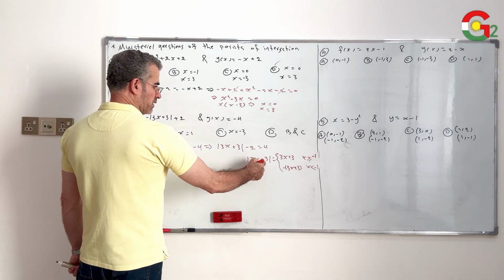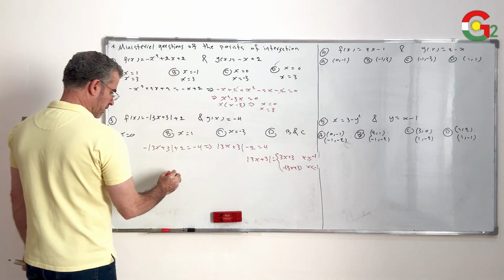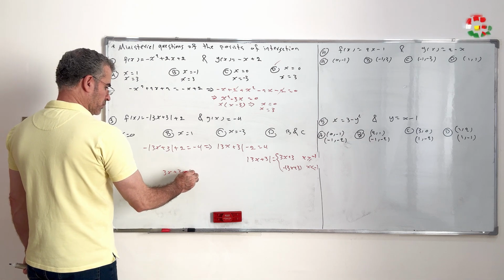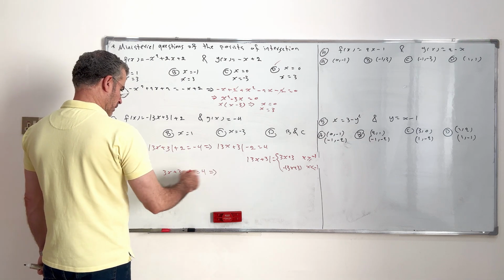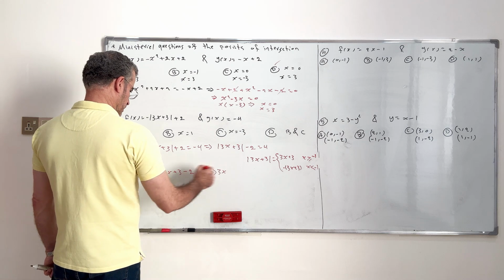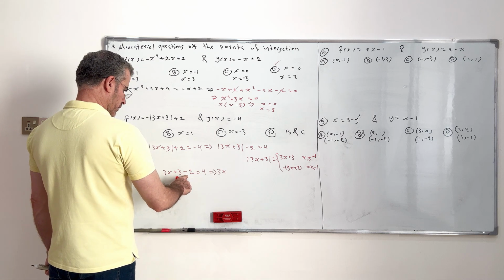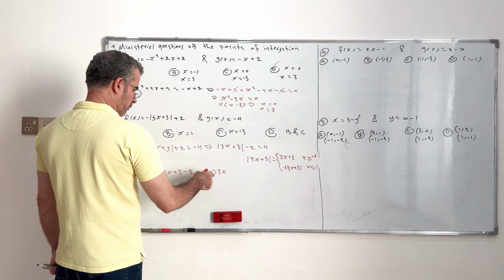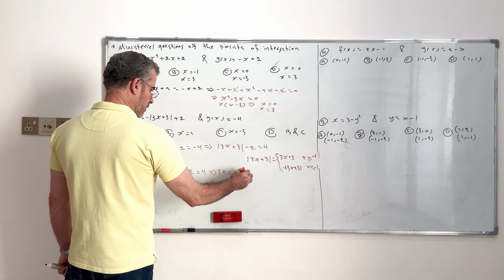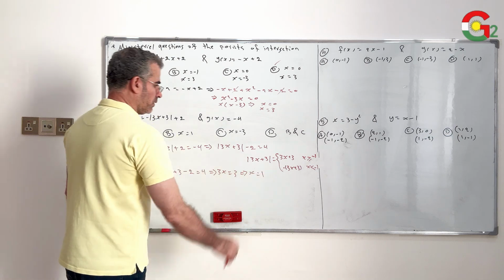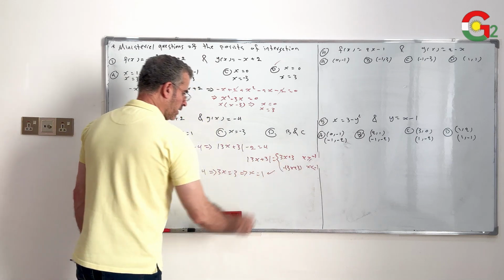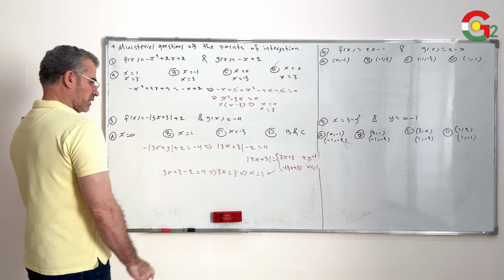Set the absolute value of 3x plus 3 equal to 3x plus 3, the first case: 3x plus 3 minus 2 equal to 4. Then 3x plus 3 minus 2 is 1, take it to the other side, negative 1, 4 minus 1 is 3, then x equal to 1. Is 1 greater than or equal to negative 1? Yes, it is greater, then it is an intersection point.